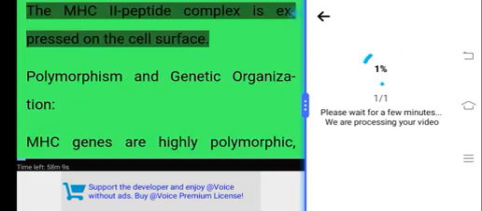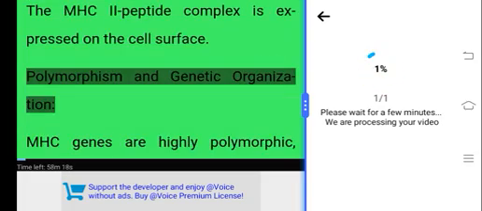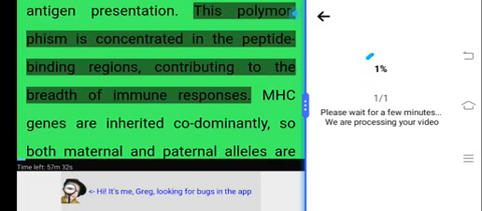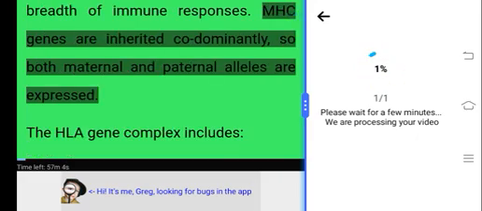The MHC2 peptide complex is expressed on the cell surface. Polymorphism and genetic organization. MHC genes are highly polymorphic, meaning there are many different alleles in the population, allowing for diverse antigen presentation. This polymorphism is concentrated in the peptide binding regions, contributing to the breadth of immune responses. MHC genes are inherited codominantly, so both maternal and paternal alleles are expressed.